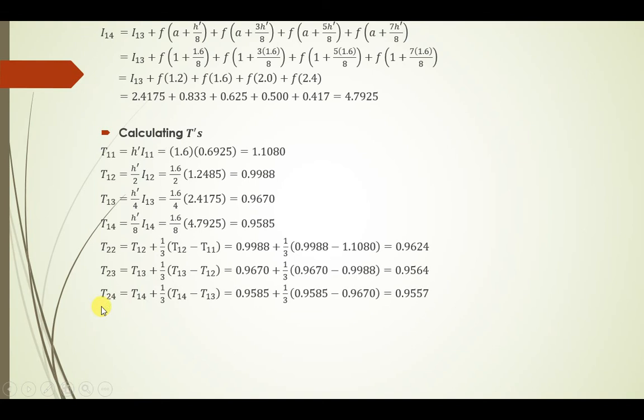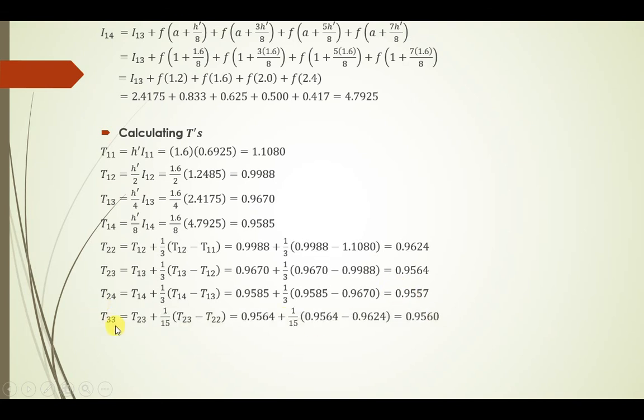Now again t24 is this one. Replace t14 by its own value. t14 is 0.9585, so that is 0.9585 plus 1 by 3 times the same t14 minus t13. t13 is actually 0.9670. The answer is 0.9775, and this answer is actually t24.